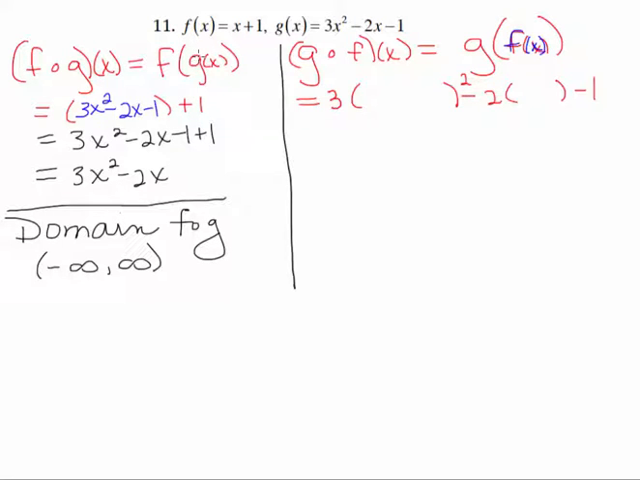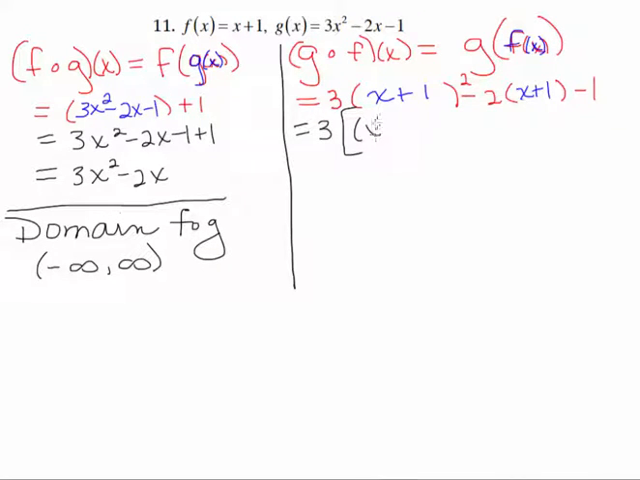Probably should have color-coded this over here on the other side. Okay, so f of x is going inside all the x's of g. G was 3x squared minus 2x minus 1. 3x squared minus 2x minus 1. And f of x is x plus 1. So for each of those x's in g, I'm going to plug in an x plus 1. And then we're going to simplify, and there's a bit of work to be done here.